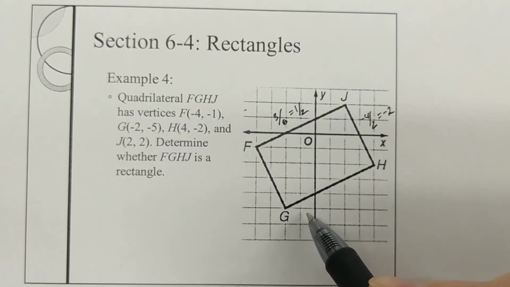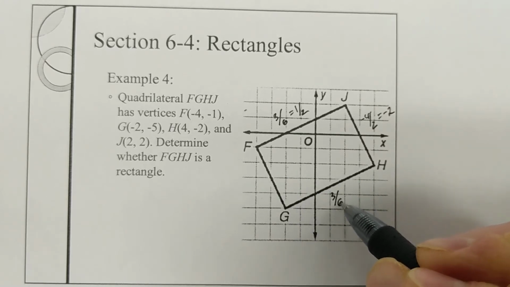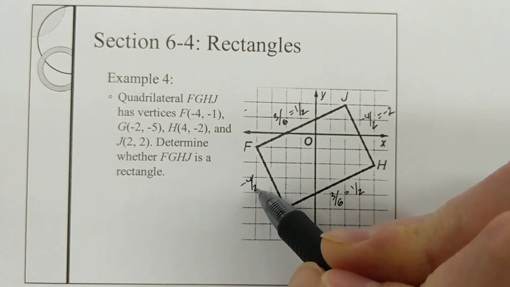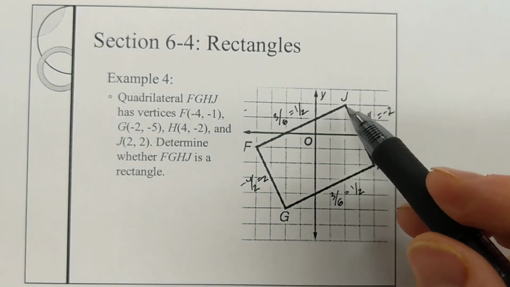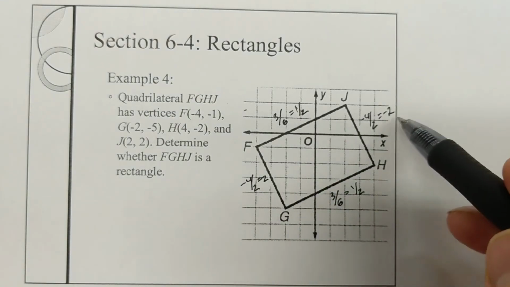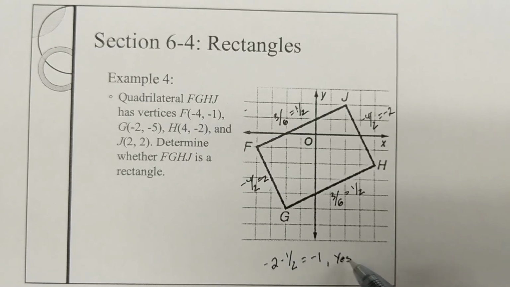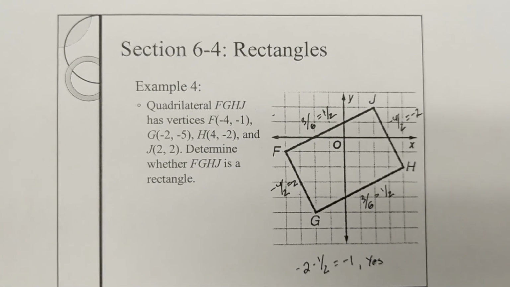G to H is up 1, 2, 3, and over 6. So that's 3 over 6, or 1/2. And this is going to be negative 4 over 2, or negative 2. Now if you stop here, you've proven a parallelogram, because opposite sides have the same slope. If you want to prove a rectangle, I actually have to multiply the 2 values together. If you get negative 1, it is a rectangle. If you get any other number, it is not a rectangle.